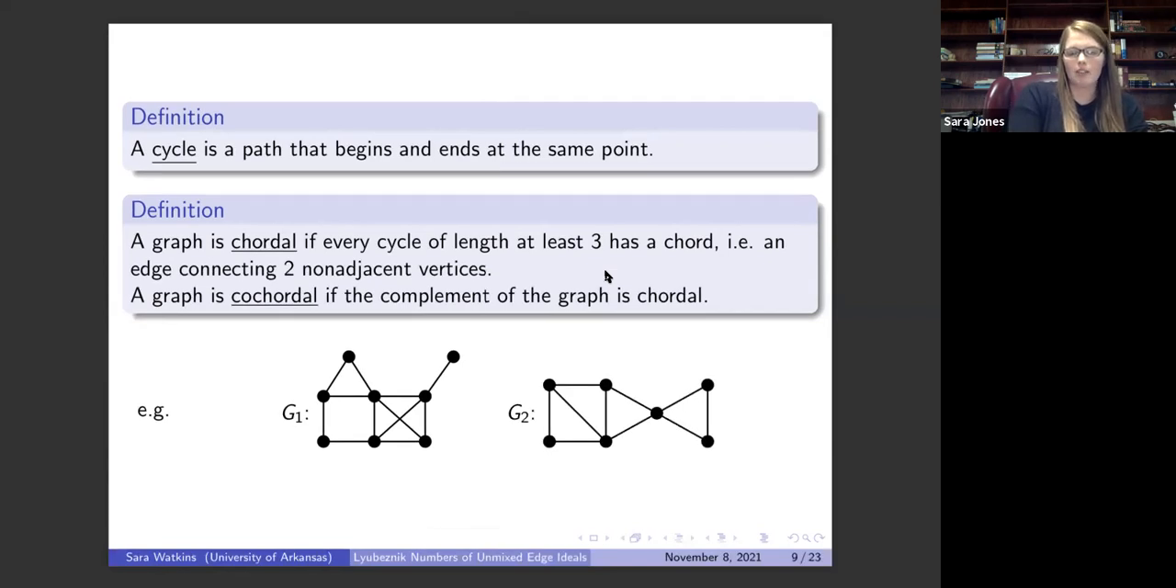It also has a cycle of length 4 given by that square, and then also a cycle of length 5. But notice any cycle of length greater than 3 there has a chord. And so this one definitely is an example of a chordal graph.